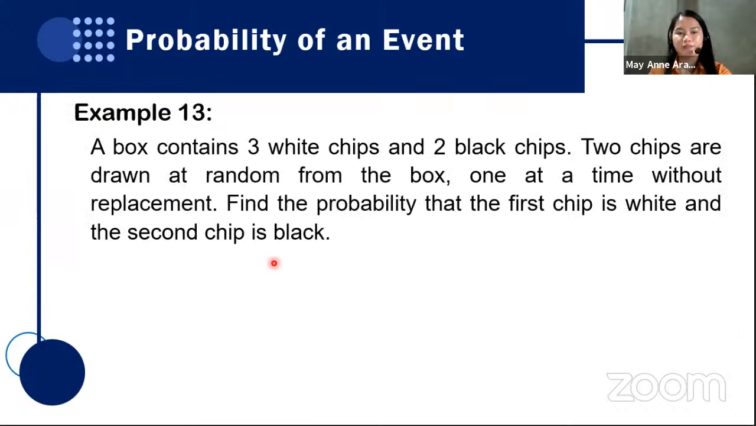For example, a box contains 3 white chips and 2 black chips. 2 chips are drawn at random from the box, one at a time without replacement. Meaning, hindi binabalik, no? Or hindi pinapalitan yung chips once na nakapag-draw na. So, find the probability that the first chip is white and the second chip is black.